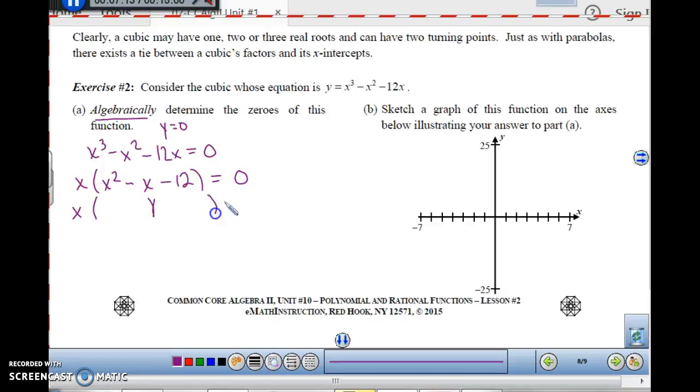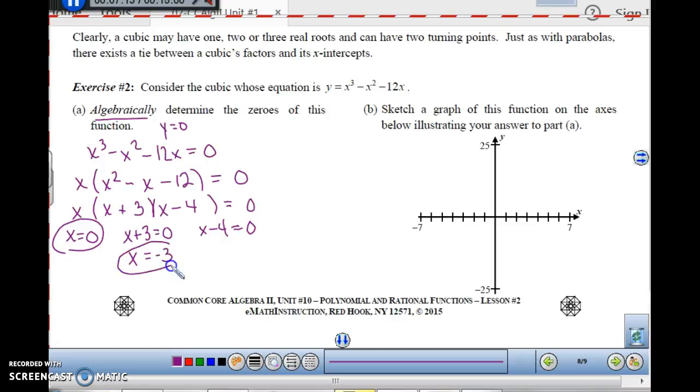That's a double bubble. So that gives me x and x. We know it's going to be plus and minus, and then factors of negative 12 that give you negative 1 are going to be negative 4 and positive 3. Set the factors equal to 0. Now remember, x is also a factor, so x is equal to 0, x plus 3 is equal to 0, and x minus 4 is equal to 0. So I factor, set the factors equal to 0, and solve. So x equals 0 is going to be one of my zeros. This one's going to be x equals negative 3, and this is going to be x equals 4.